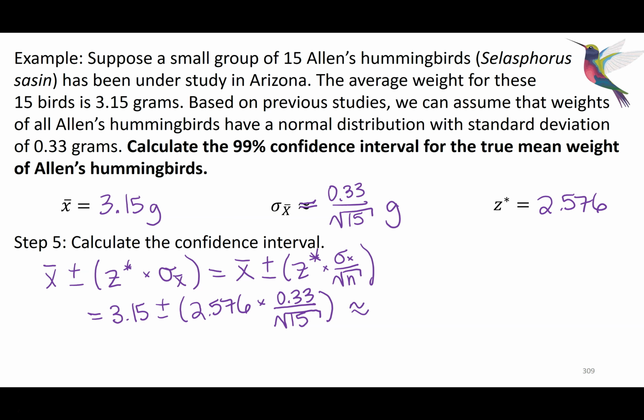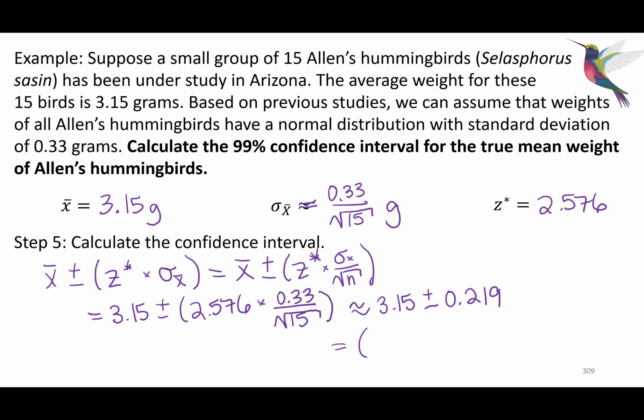Just rounding a little bit here because that part after the plus or minus can go on for a bit. 3.15 plus or minus about 0.219. I end up getting, so remember, be very careful, you want to put the smaller number on the left and the higher number on the right. It's very, very important. It needs to be the order that we naturally count in.